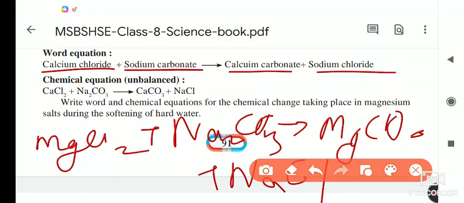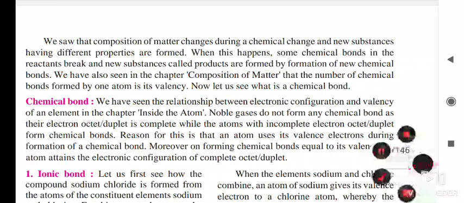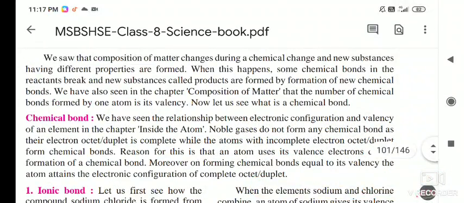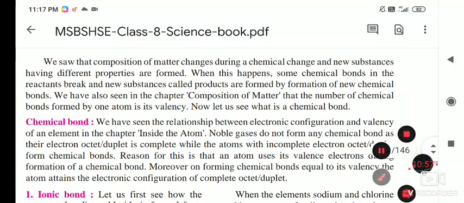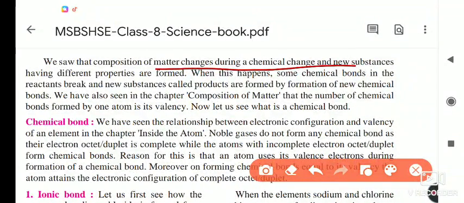Okay, so this is the reaction we have to write for the magnesium chloride. Then the next part of the lesson: we saw that the composition of matter changes during a chemical reaction. This means that when a chemical reaction takes place, the matter's composition changes and a new substance is formed whose properties are different from the original one.